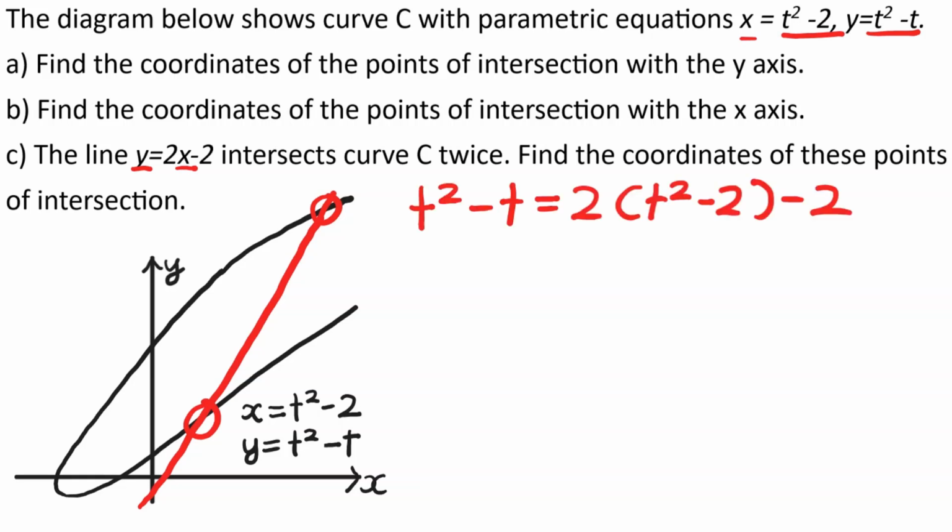So it's going to look something like this here, where instead of y, it's going to be t squared minus t, and this is equal to 2, and then instead of x here, it's now going to be this t squared minus 2, and then we've got this minus 2 on the end here like this. And what we're going to do is we're going to find the t values for this equation.